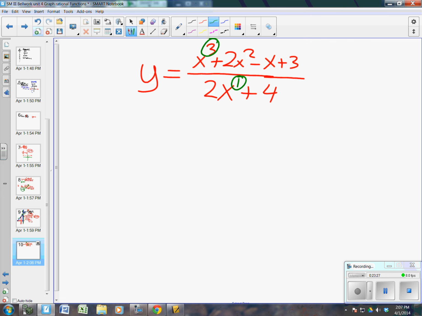At -2: 2 times -2 is -4. -4 plus 4 is 0. So at x equals -2 there is a vertical asymptote, but it has no horizontal or oblique.